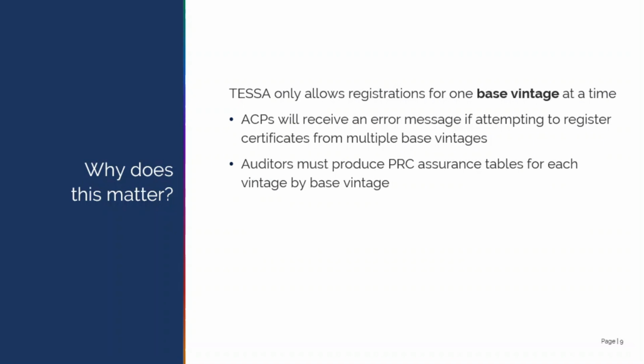It's important to remember that TESA only allows registrations for one base vintage at a time. If you attempt to do more than that, you'll receive an error message. Auditors must produce PRC assurance tables for each vintage separated by the base vintage.